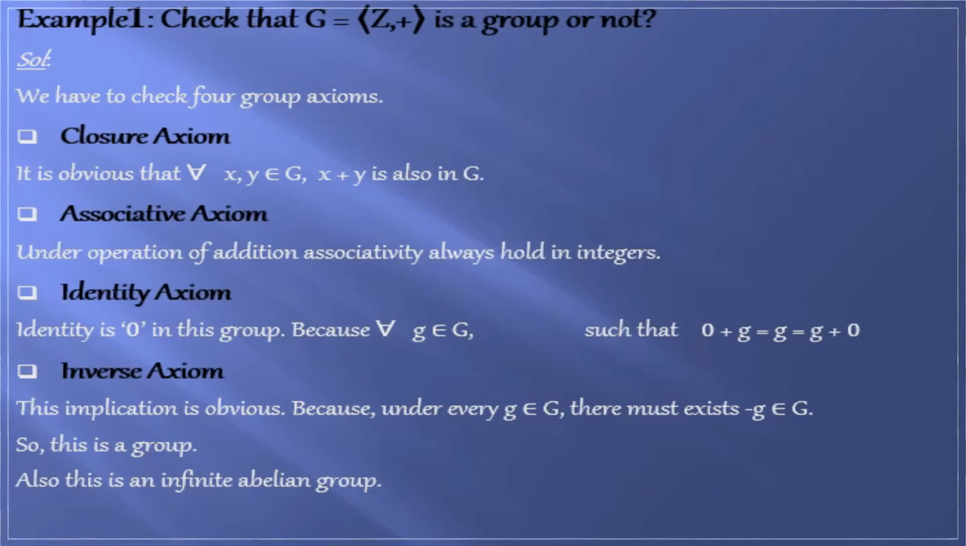Now, the identity is 0 in this group, because when we add 0 to any integer, it does not change. Similarly, the inverse of any element is the same element but with negative sign. All four axioms are satisfied, so this is a group. Also, this is an infinite abelian group.